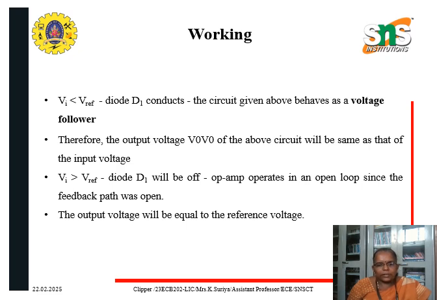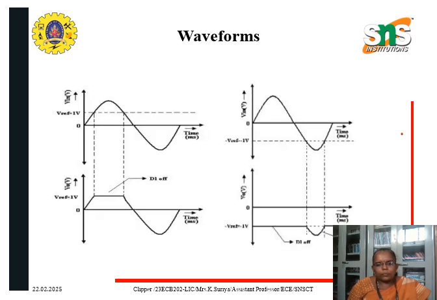If the value of the input voltage is greater than the value of the reference voltage V reference, then the diode will stop conducting and go to the off state. Now the op amp operates in the open loop since the feedback path will be open. Therefore, the output voltage V naught of the circuit will be equal to the value of the reference voltage V reference if Vi is greater than V reference. This is the output waveform shown.